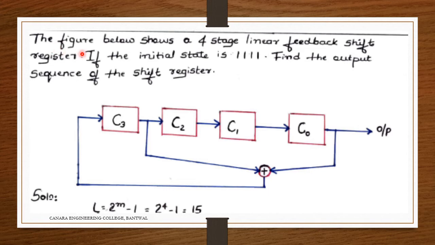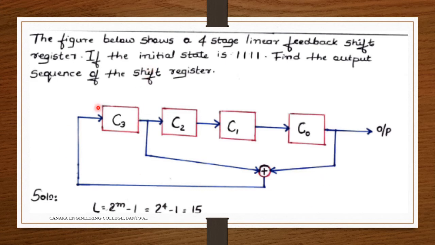The next problem is: the figure below shows a 4-stage linear feedback shift register. If the initial state is 1 1 1 1, so in the first problem we didn't have an initial state, here they have given it 1 1 1 1. Find the output sequence of the shift register.